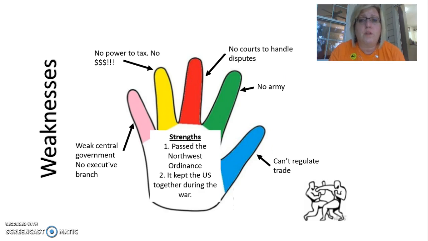Now, there were a couple good things that came out of this. The Northwest Ordinance was a way for our country to expand, and it also allowed for new monies to come into the United States. Number two, this was written and used during the American Revolution, so it kind of kept our nation together to get us through the war. But being a new nation, we're going to need something a little stronger and a little bit more stable for us to grow and, well, survive as a nation.